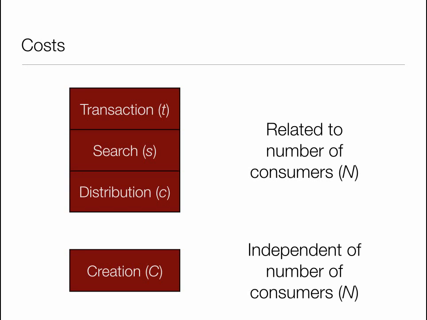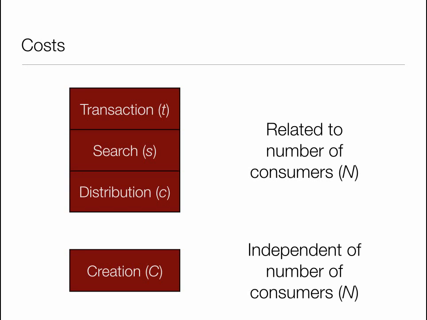The other costs are all related to the number of consumers. So if N is the number of consumers, the total transaction costs, the total search costs, and the total distribution costs rise as you add more and more consumers. They might rise more quickly if it's harder and harder to reach consumers, or they might rise at a diminishing rate if there are, for instance, economies of scale. Now, this way of dividing things up is actually very useful when you're thinking of pricing to each consumer.